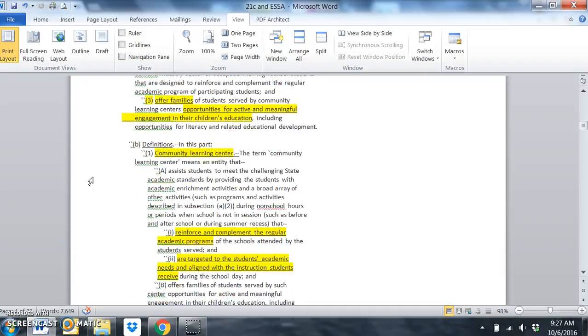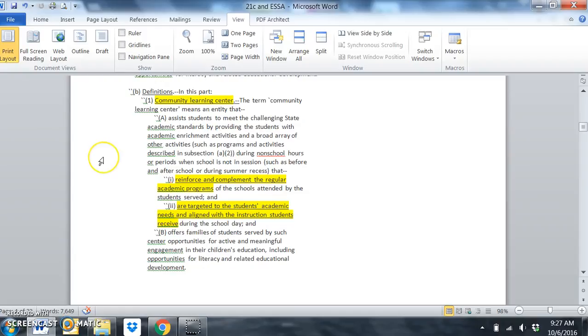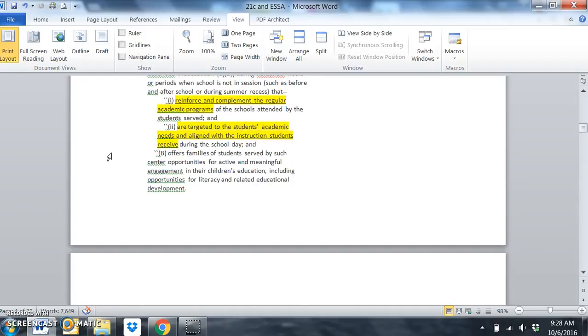Getting the law spelled out with definitions is quite important, and we're going to highlight a few of them. Of course, the community learning center is an important one, and there are 2 key phrases I'd like to focus in on. One is that it's an entity that must reinforce and complement the regular academic programs of the schools, and secondly, that programs are targeted to the students' academic needs and aligned with the instruction that students receive during the school day.